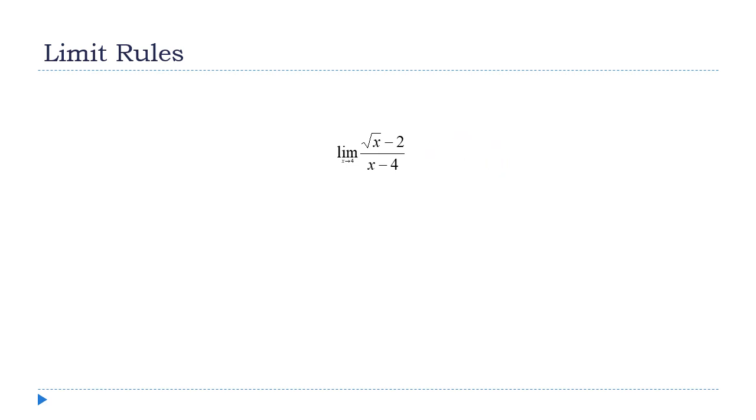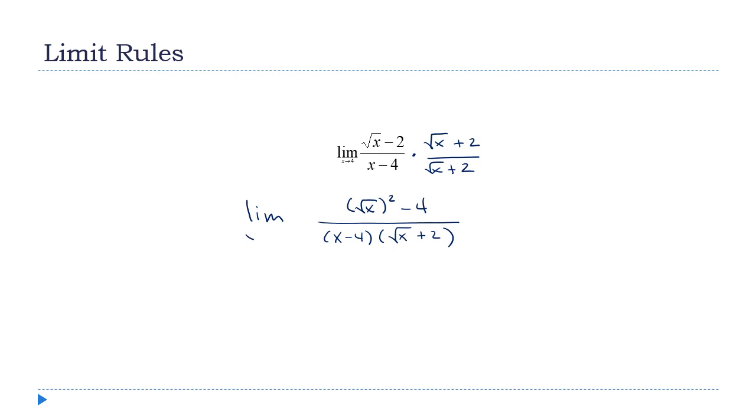And here's how I'm going to do it. This may seem a little weird to you, because you don't usually think about doing this. I'm going to rationalize the numerator. I know, usually we're doing that with the denominator. Here I'm going to do it with the numerator. So I'm going to multiply the top and bottom by the square root of x plus 2. The top becomes the square root of x squared minus 4. And the denominator is x minus 4 times the square root of x plus 2. And don't forget the limit. This is still the limit as x approaches 4. That's a common mistake I see students make.